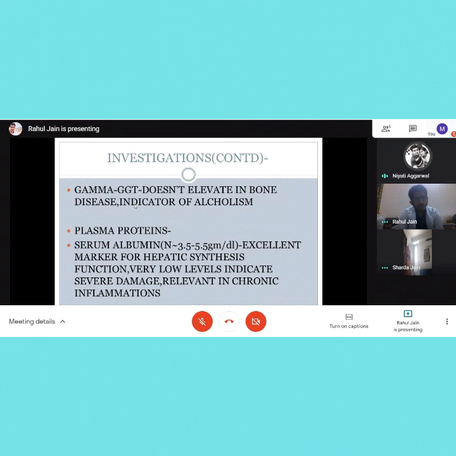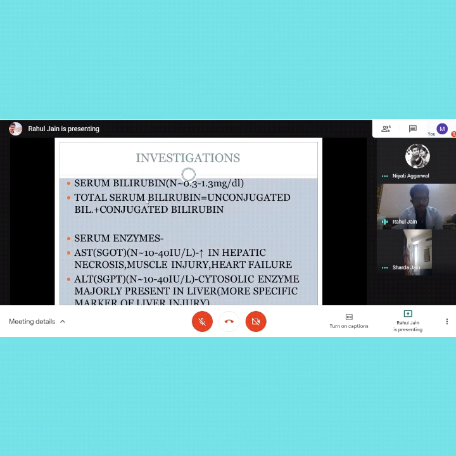Then if only GGT rises, it is an indicator of acute alcoholism. So the person must have drunk alcohol within the last 2-3 days of getting a liver function test done. That way I can tell that some person is consuming alcohol. Specifically, gamma GGT will rise in case of alcoholism. So this much only about the serum enzymes.